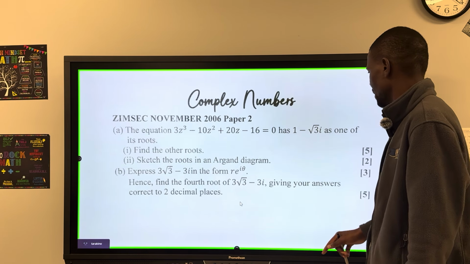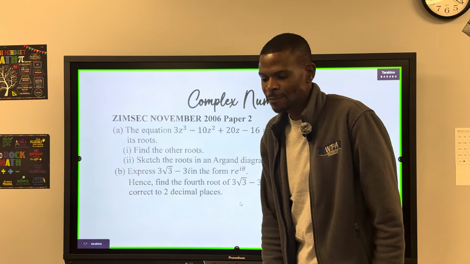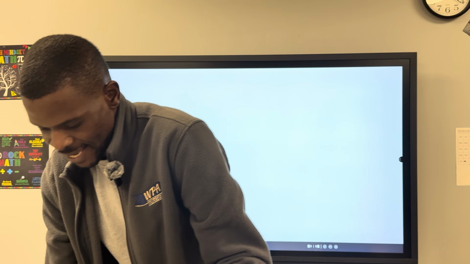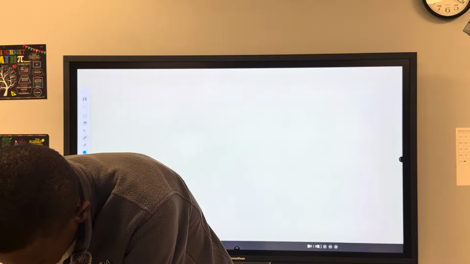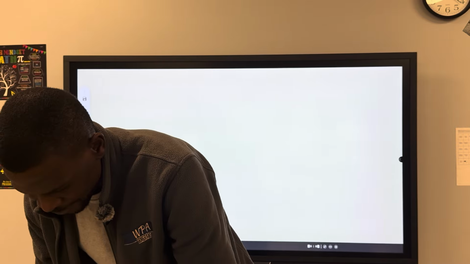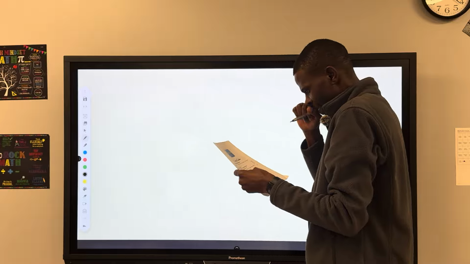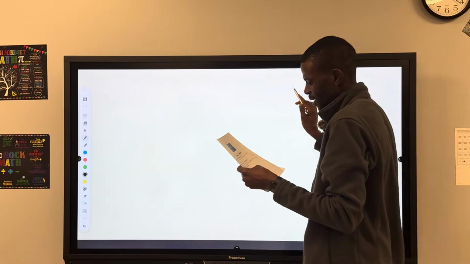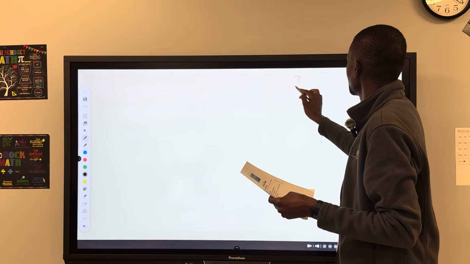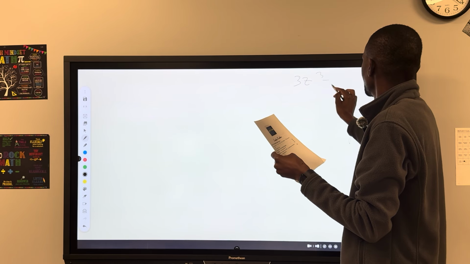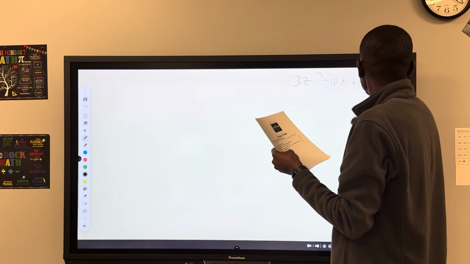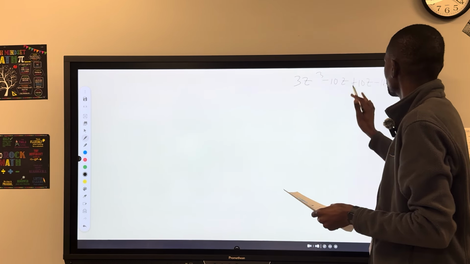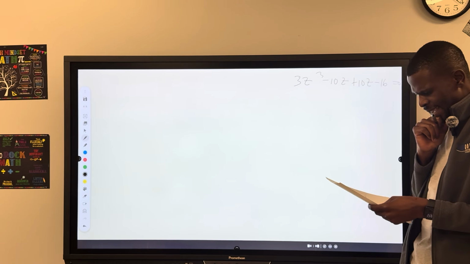Okay, guys, let's go ahead and get started here. All right, so I'll go ahead and write this question down. First part of the question here, we are given that, so let me write this function here. Our equation is 3z cubed minus 10z squared plus 20z minus 16 equal to 0. So this is our polynomial, right?